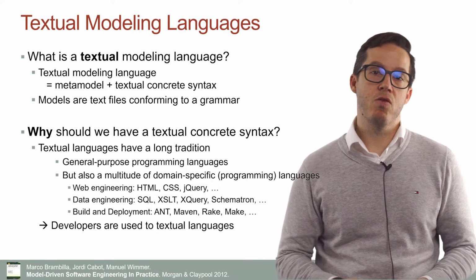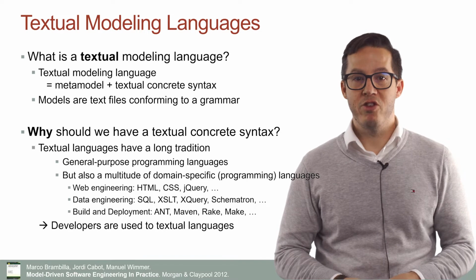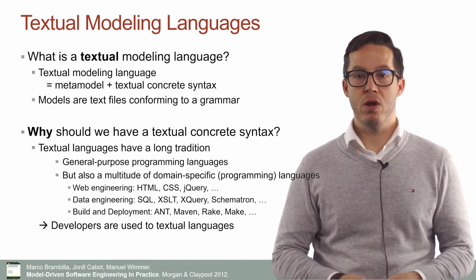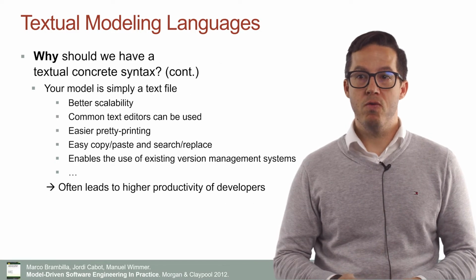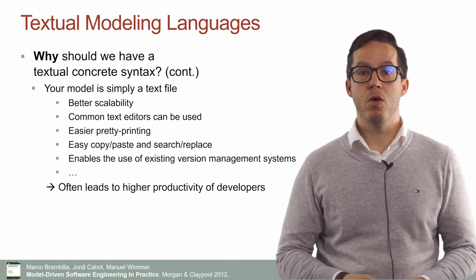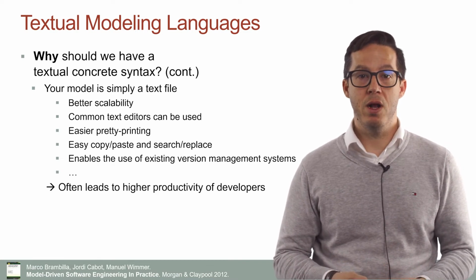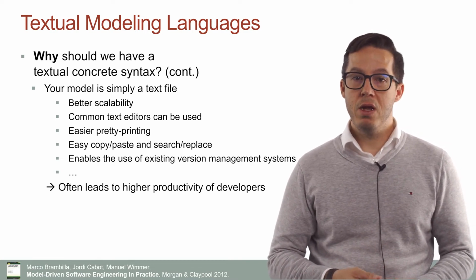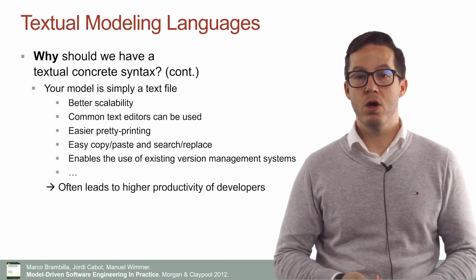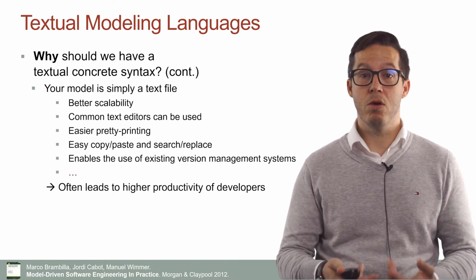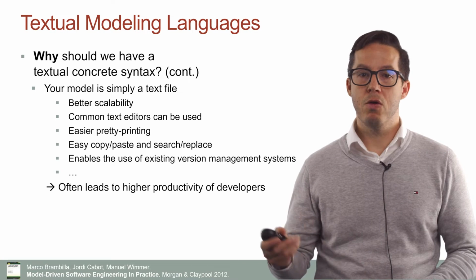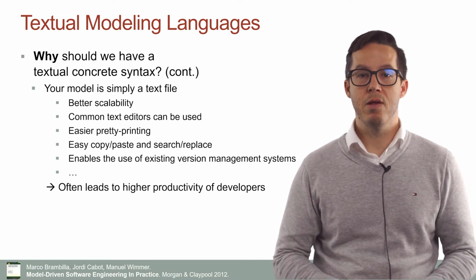So all of them are textual languages, and as software engineers and developers, we are very much used to working with a textual representation. Moreover, based on the fact that a model using a textual modeling language is a plain text file, we have much better scalability. We can use any plain text editor to work on, look at, and edit the model. We can use easy pretty printing, and color coding can be very nicely customized.